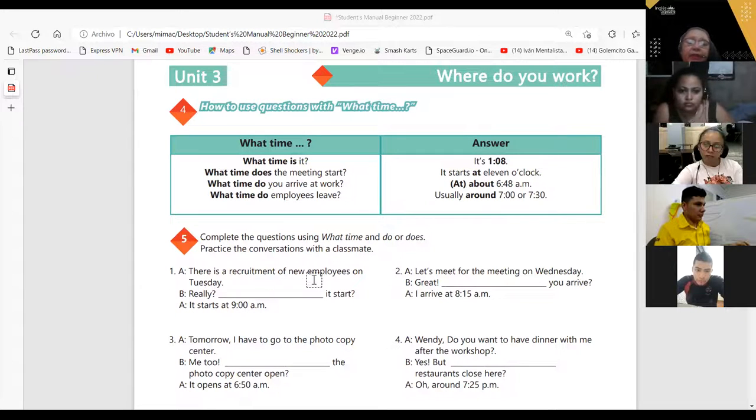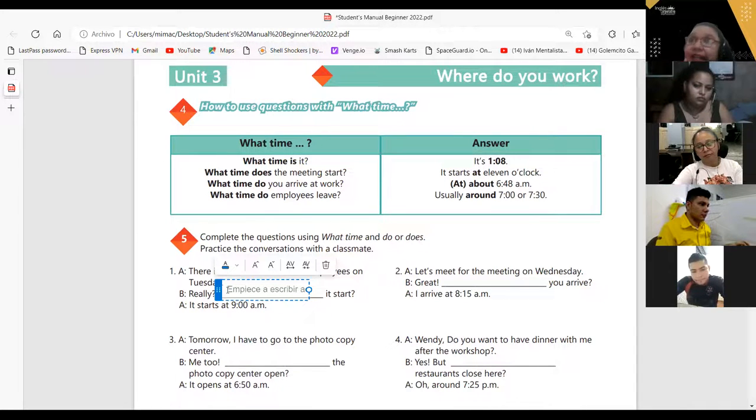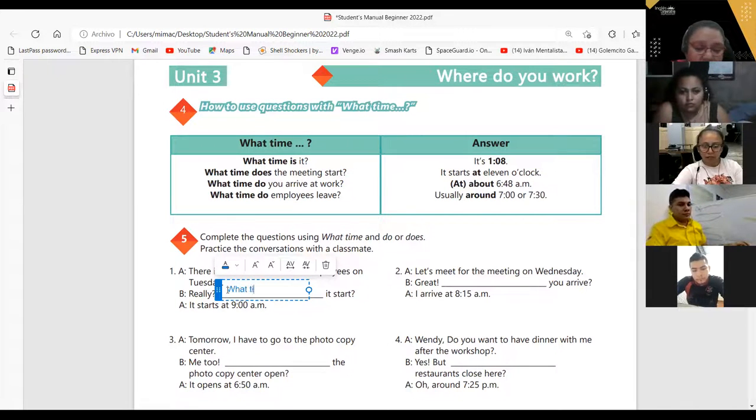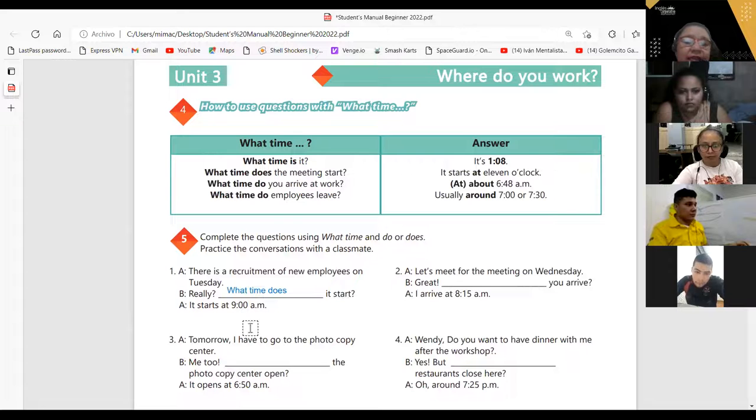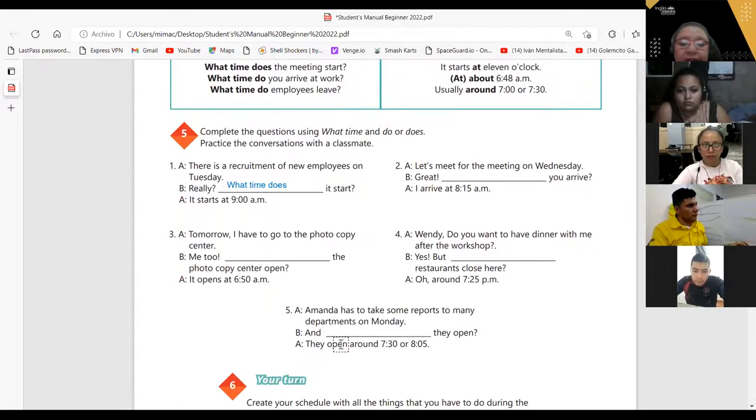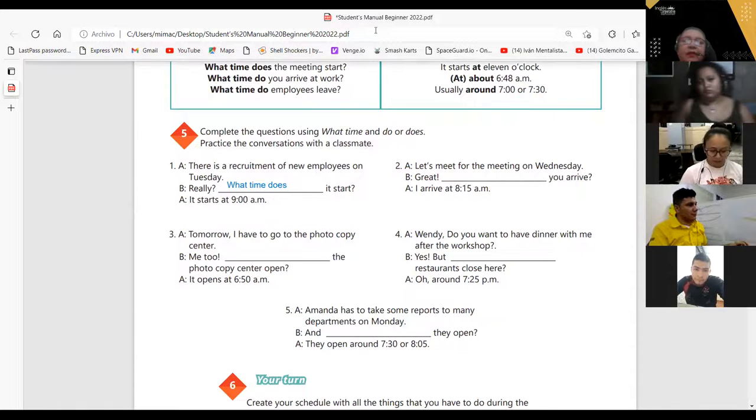There is a recruitment of new employees on Tuesday. Really? What is the question? Does. Okay, very well. Excellent. That's because the subject is it. So what time does it start? It starts at 9 a.m. Okay, now you go over number 2, 3, 4, and 5. Okay, let's do it, please. Later we're going to double check, okay? Very well. Let's put it into practice individually.